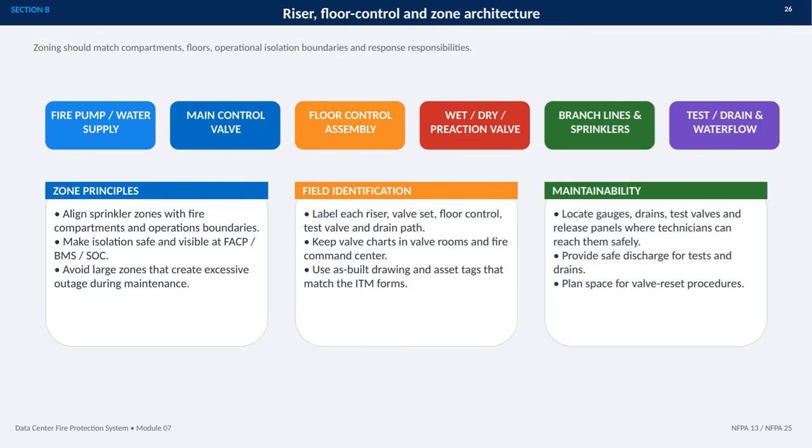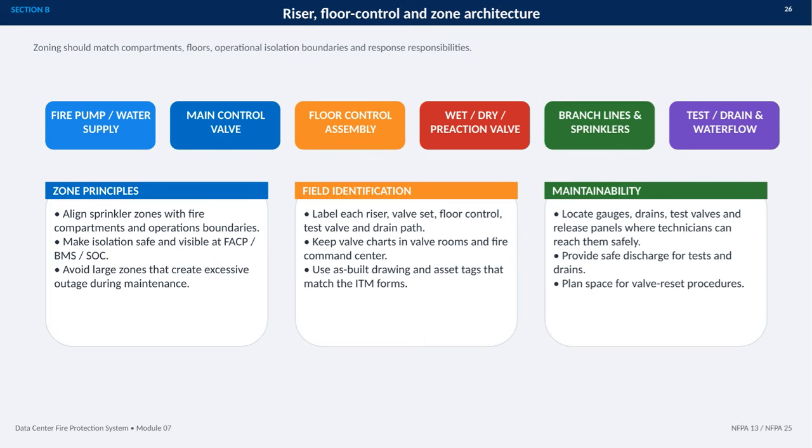This section focuses on riser, floor control, and zone architecture within a data center fire protection system. The basic flow runs from the fire pump and water supply, through the main control valve and floor control assembly, to the wet, dry, or preaction valve, and finally to branch lines and sprinklers. Testing and drainage provisions are part of that same chain, not an afterthought.